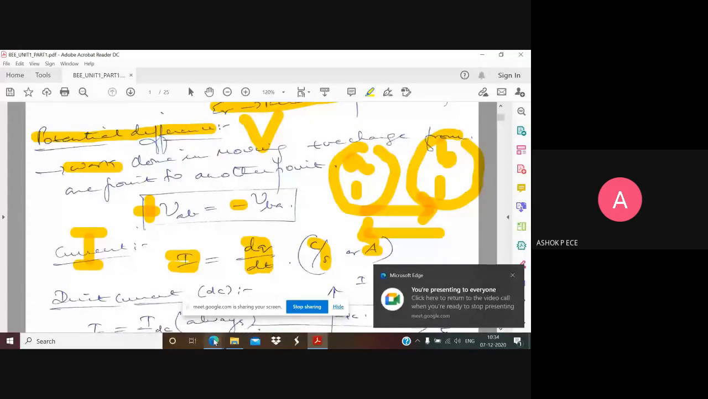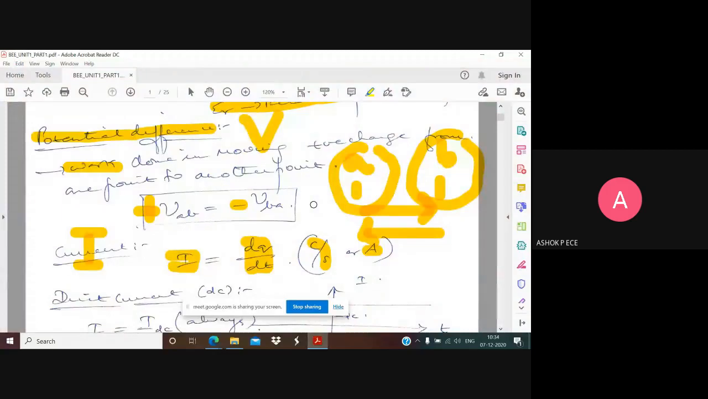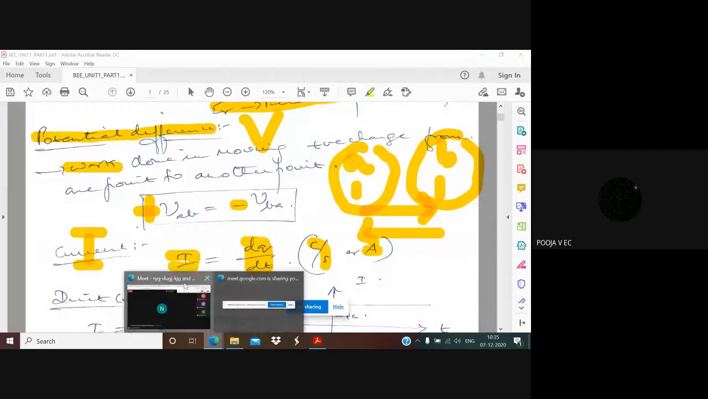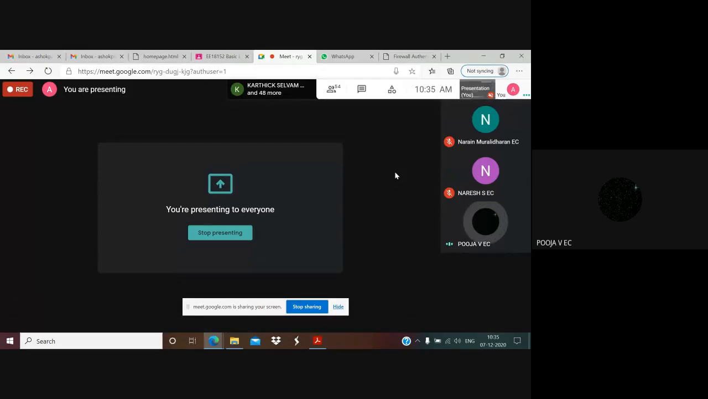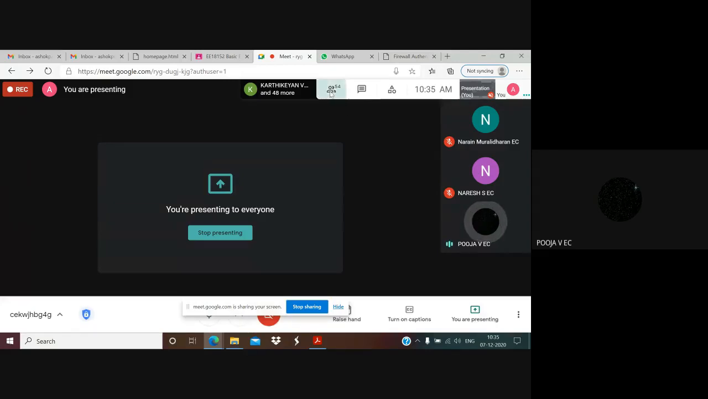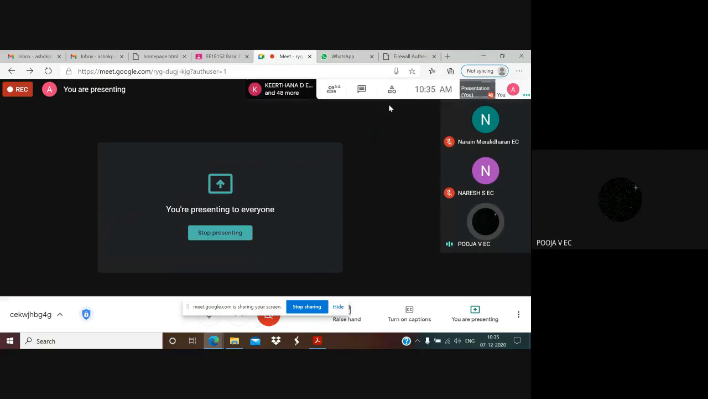Yes, so we were seeing about current. Can anybody summarize what voltage and current we were seeing, so that we can proceed to the next one? Sir, voltage is potential difference, sir. When a positive charge moves from one place to another in a wire, a potential difference is created. Colloquially, we call it voltage, sir. Current is the flow of charges per unit time, sir.